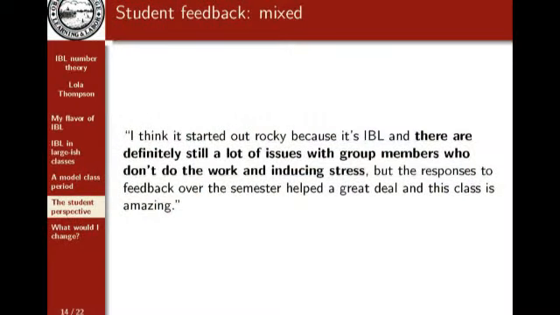Another comment, which I viewed as mixed: the students started out being skeptical about IBL and said it started out rocky. And the biggest issue they had was with group members not doing their part of the work and that inducing stress. But then they found that over the course of time, they really did enjoy the class. And so this part about group members not doing their portion of the work was a problem that I faced all semester.